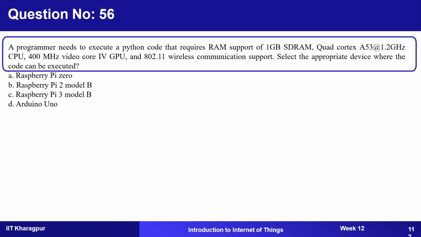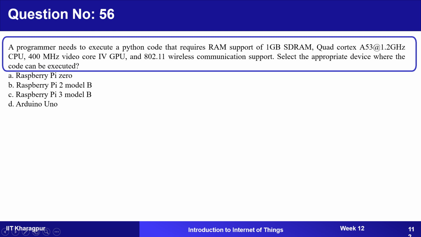Next question is, a programmer needs to execute a Python code that requires RAM support of 1 GB SDRAM, quad Cortex A53 1.2 GHz CPU and 400 MHz VideoCore IV GPU and 802.11 wireless communications port. Select the appropriate device where the code can be executed. Options are Raspberry Pi Zero, Pi 2 Model B, Pi 3 Model B, Arduino Uno.